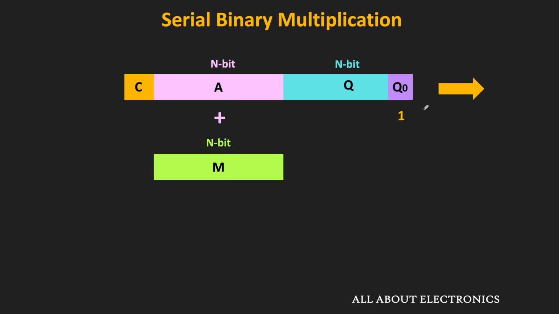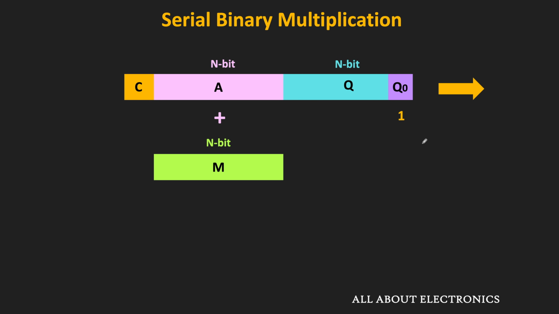So in this next iteration, this Q1 bit will be compared, and based on that, once again, either 0 or M will be added with this A register. And after the addition, once again, the right shift operation will be performed. So this process will continue until we compare all the bits of this multiplier, or in other words, until we compare all the bits of this Q register. So basically, here we will perform the add and shift operation n times. So that is the basic philosophy of this serial binary multiplier.